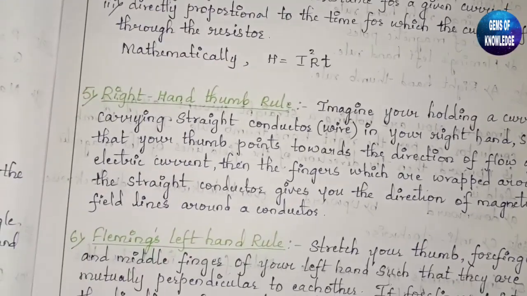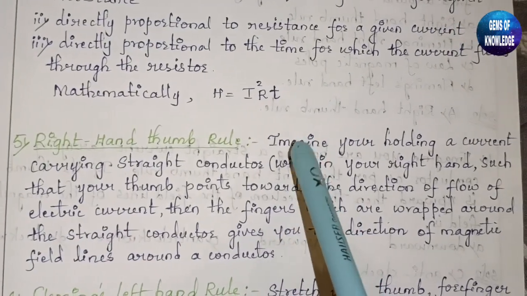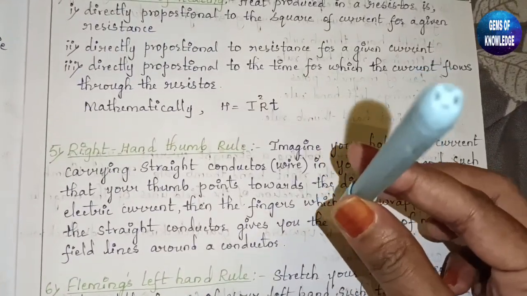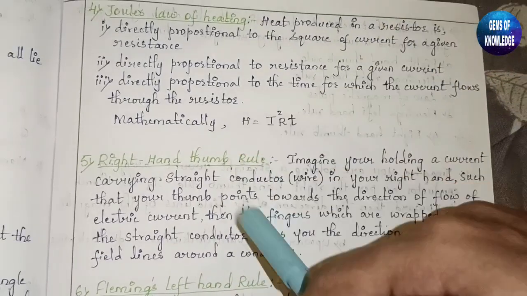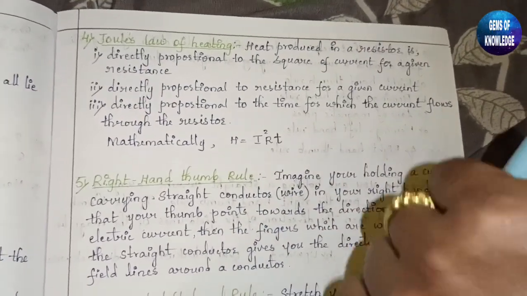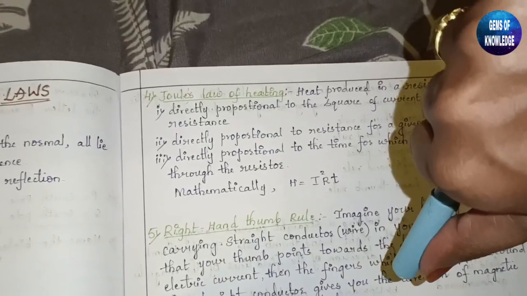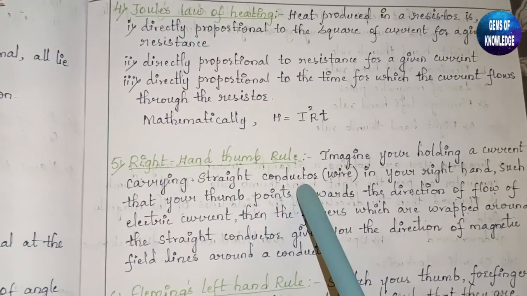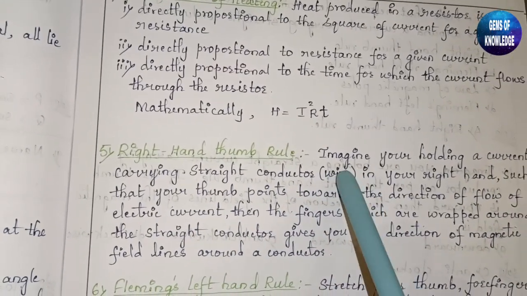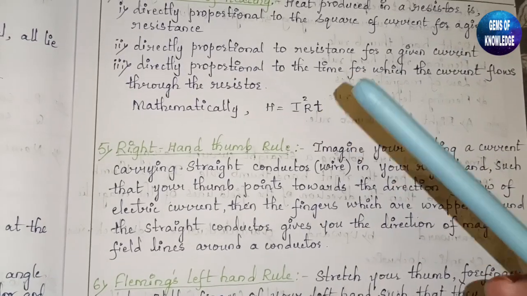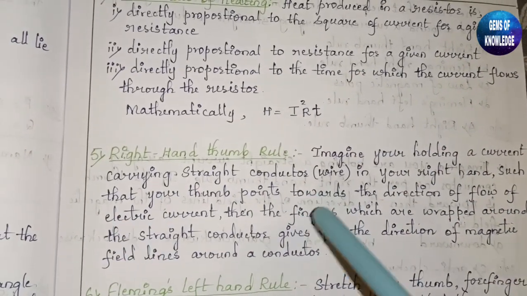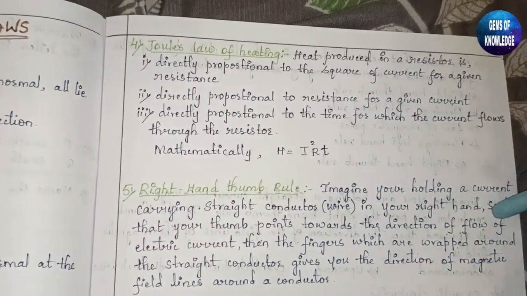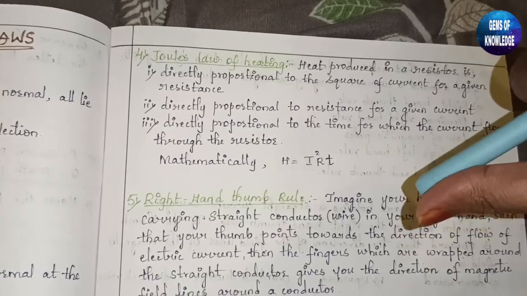Next comes the right hand thumb rule. Here you need to imagine you're holding a current carrying straight conductor, in the sense particularly a wire, in your right hand, such that your thumb points, as you could have seen, towards the direction of flow of current. This shows how the current flows.